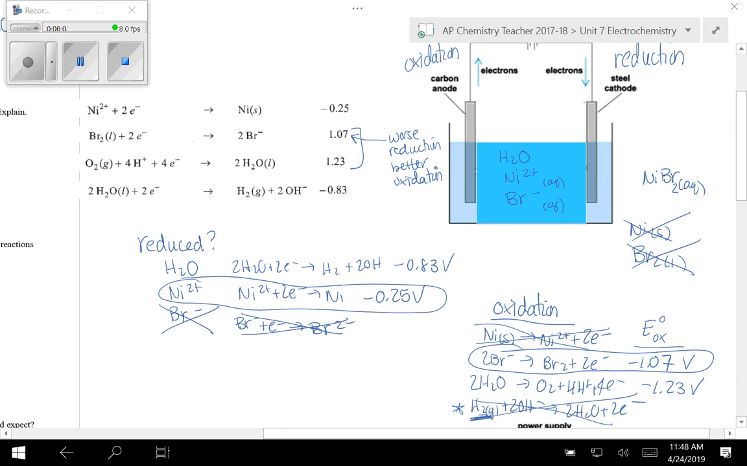So really the key thing about this is the fact that since the electrodes are inert electrodes, they're made of something other than nickel, solid nickel or liquid bromine, then we eliminate some of these reactions as possibilities. Like there is no solid nickel to be oxidized, there is no liquid bromine present to be reduced. So that's the big difference between an electrolytic cell and a voltaic cell.